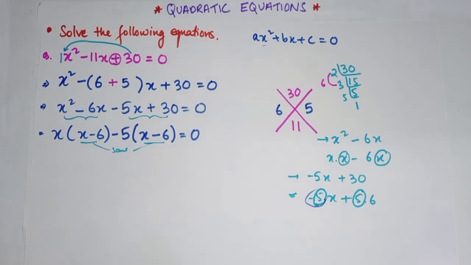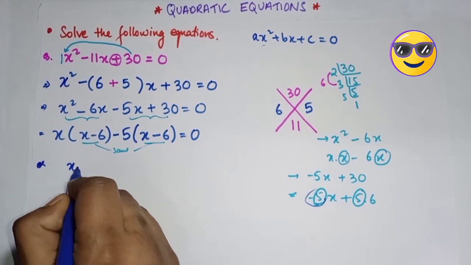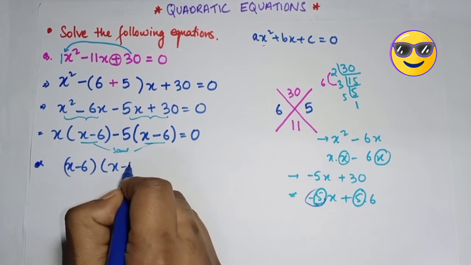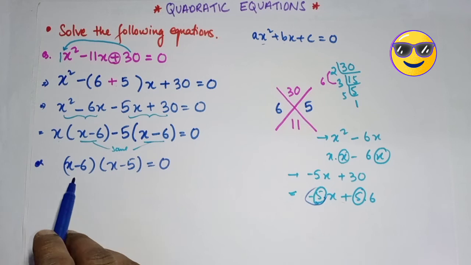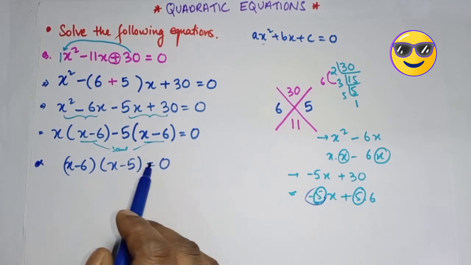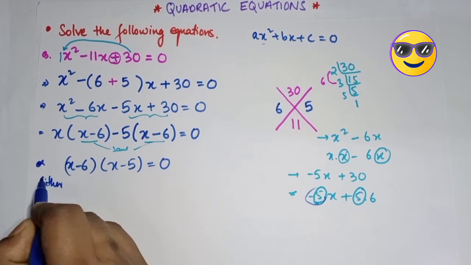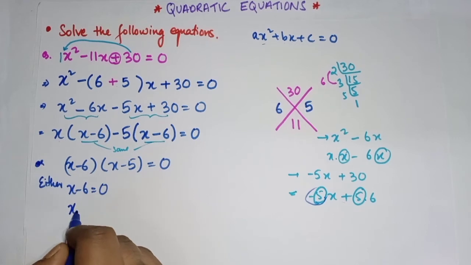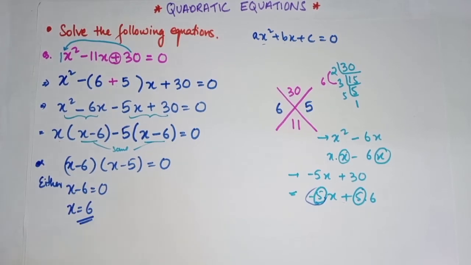Now what you'll do, this and this will take common, so it will be x minus 6, and this I have to write in another bracket, x minus 5 equals 0. So this is your factorization also. Since this is solved, now I have to do one extra process. Either x minus 6 equals 0, so it will give x equals minus 6. When it goes to that side, it will be 6. So I got x equals 6.